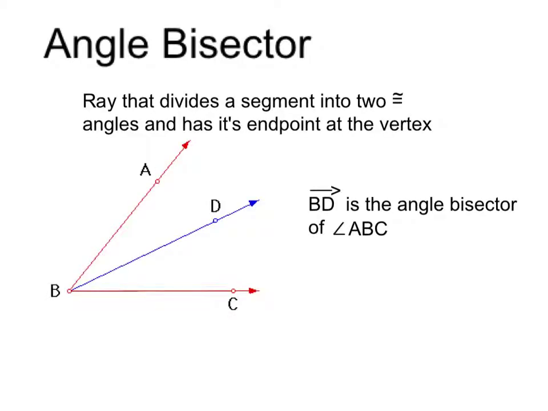Alright, and now the last thing we're looking at today is our angle bisector. So an angle bisector is just a ray, and here's our ray, that divides an angle into two congruent, that's the equal sign with the tilde on top, two congruent angles. Congruency meaning they're exactly the same, and it has its endpoint at the vertex. So very much like our segment bisector, this is just our angle bisector.